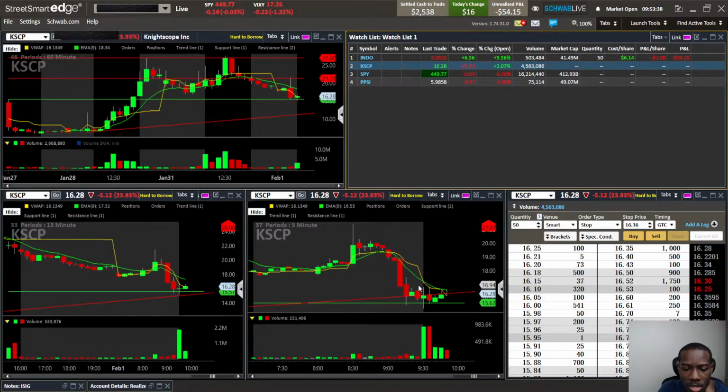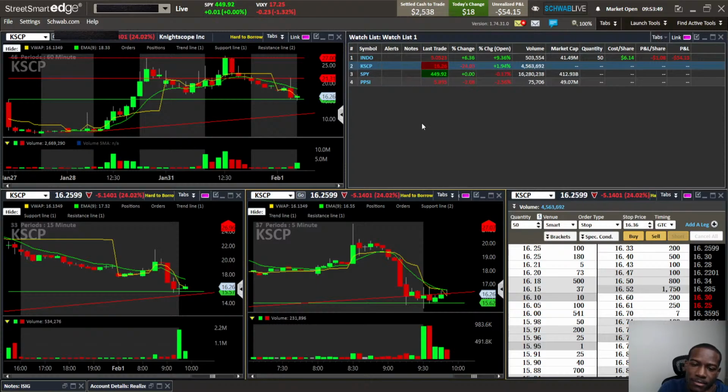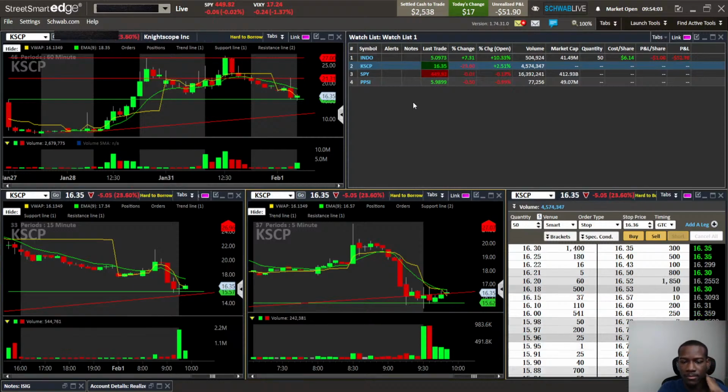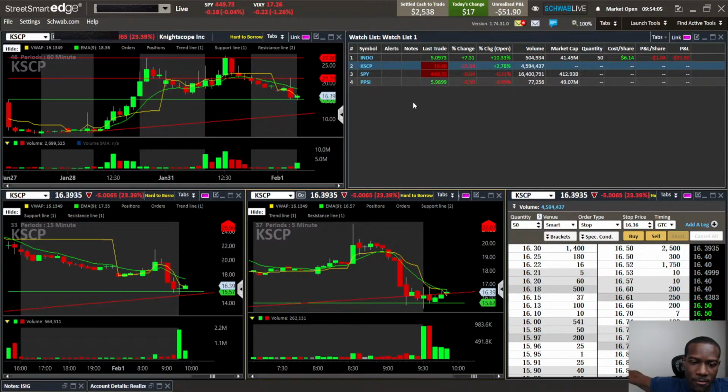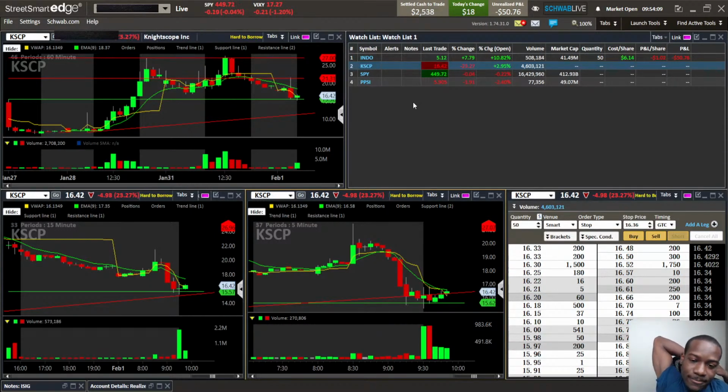KSCP becoming a bull trap. Look at these candles, how they just fell off. 900,000, 900,000, then all the way to 300,000 and going down. So far, INDO has held green for the day, so I'm gonna let it play.